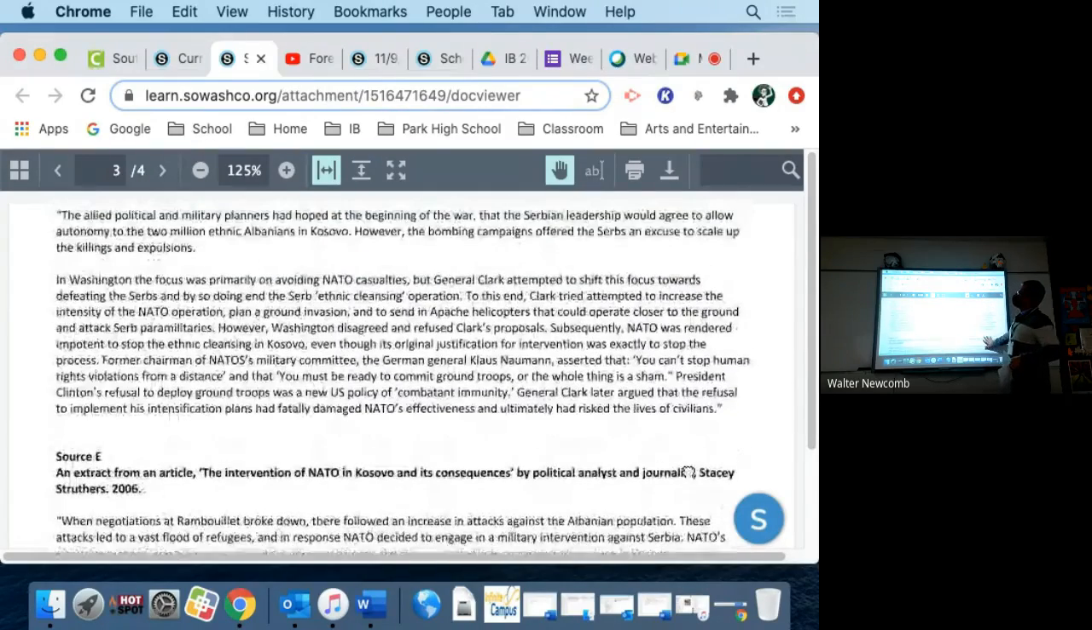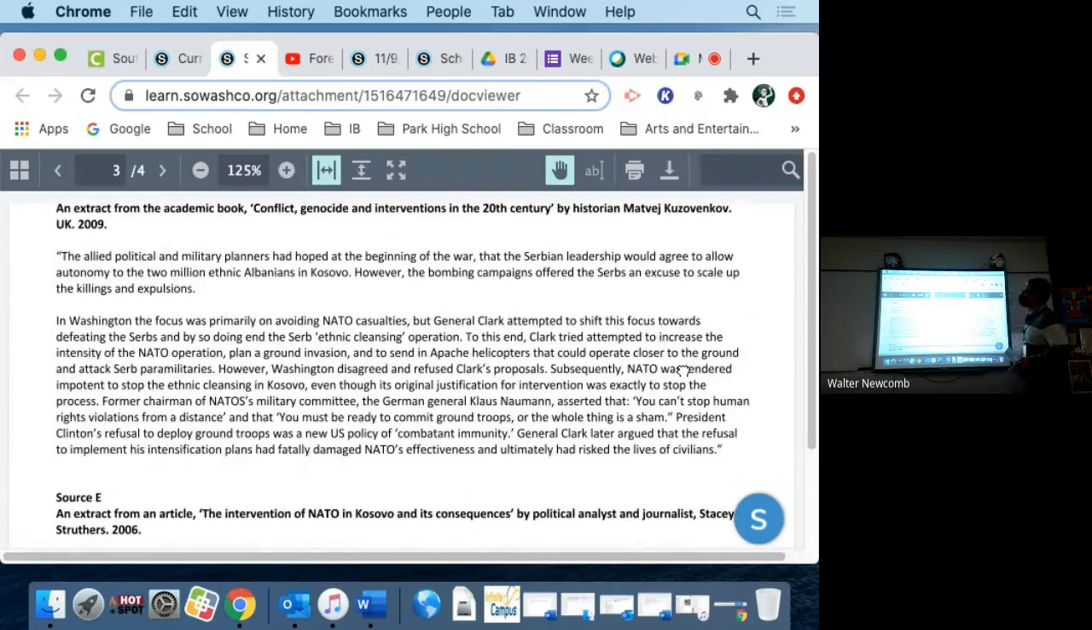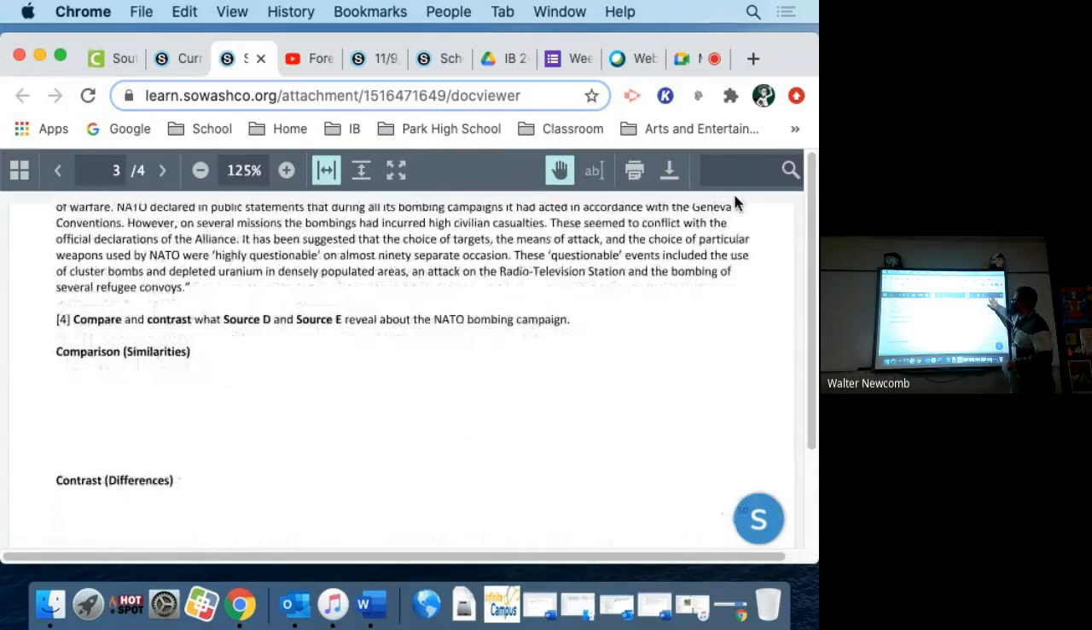All right, so the first one here, I'm just going to skim and do it as quickly as possible. But as we're reading through, maybe you could underline things that show us about the nature of NATO actions here, about NATO bombing, okay?